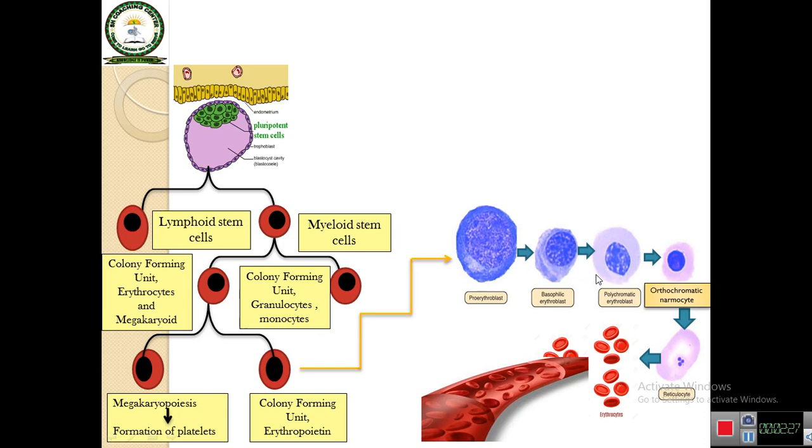After that, this will convert into polychromatic erythroblast. Poly means many and chromatic means colors. That means in this stage, the cell produces a large amount of globulin protein, and the chromatin present in the nucleus starts to condense and become heterochromatic. Then this cell will convert into orthochromatic normocyte, and after that this cell will convert into reticulocyte.